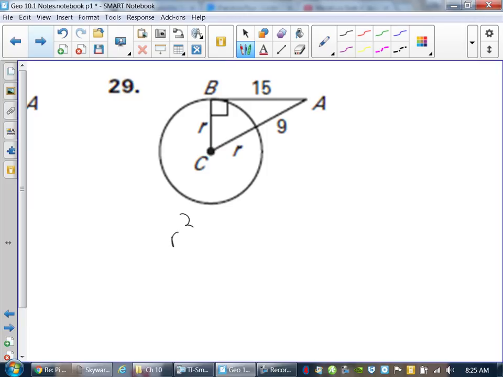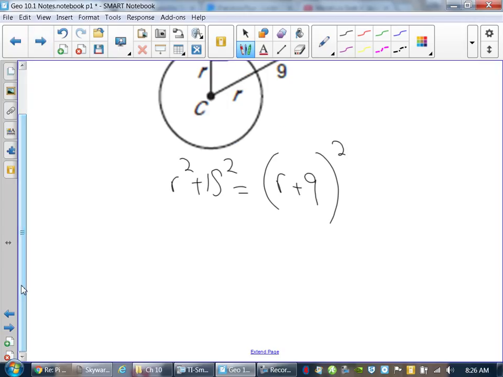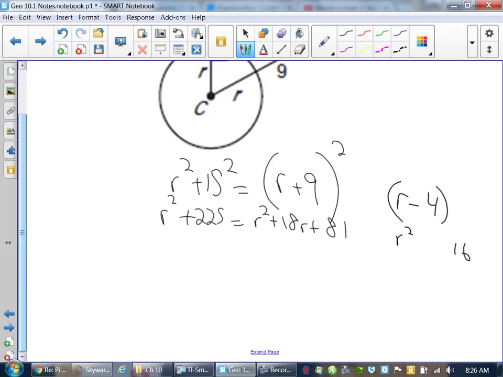So you get R squared plus 15 squared is R plus 9 squared. Is it okay if you do 9 plus R, R plus 9? Doesn't matter. FOIL all of that out. We have R squared plus 225 equals R squared plus 18R plus 81, I believe. And notice right away what happens to the R squareds on both sides of the equation. Square it, double it. It works. If it's R minus 4, it's the same idea. Square it, square it, minus it.